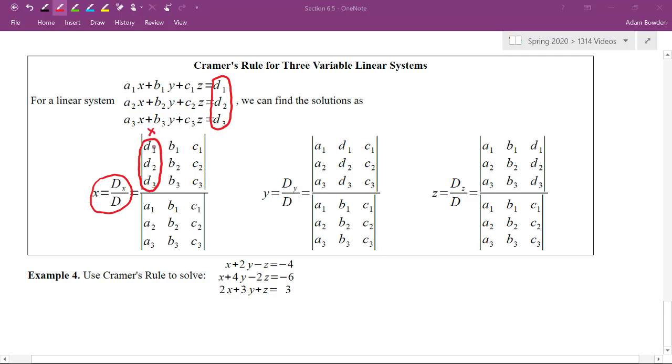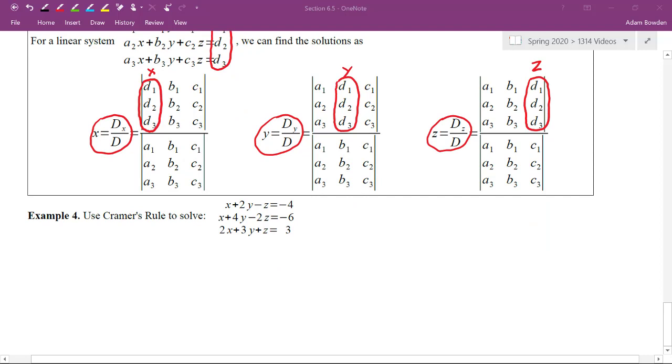So for dx, we put the constants down the x column. Y equals dy over d. For dy, we put the constants down the y column. Z is equal to dz over d, and we put the constants for dz down the z column. So we have to do 4 determinant calculations in order to make this work. So let's start off by saying x is dx over d, and we're going to figure out what those are. Y is dy over d, z is dz over d.